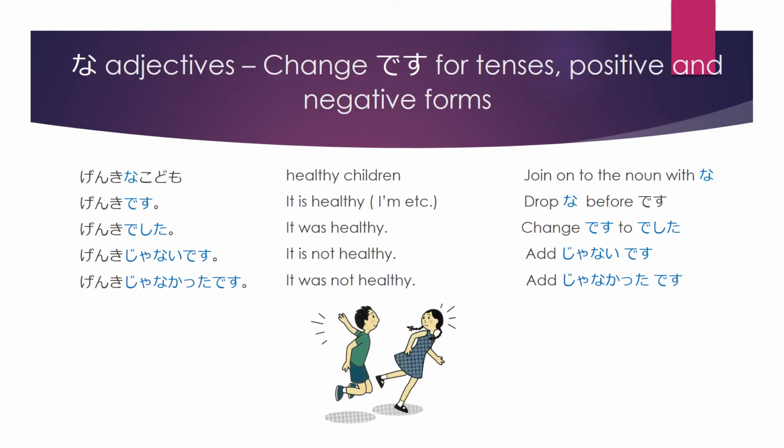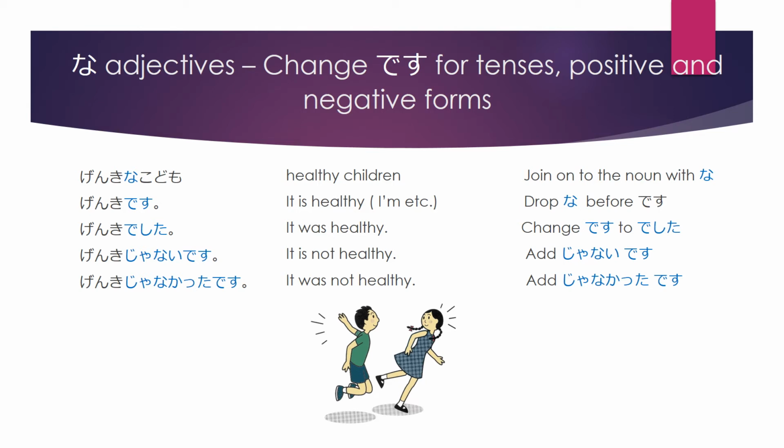So na adjectives work a little differently. It's the ending, particularly the desu, that changes. We only use na when we're joining the na adjective onto a noun. For example, genki na kodomo, healthy children. But if I just want to say it's healthy or I'm healthy, I don't need the na anymore. I'm not joining it to a noun. It's just genki desu. I'm healthy, it's healthy. And that's in the present tense, and it's positive, not negative. It is healthy. Genki desu.